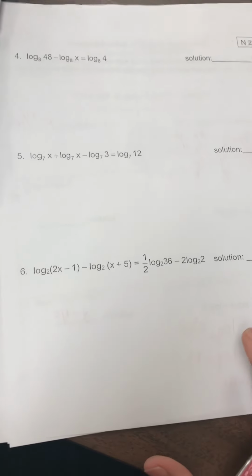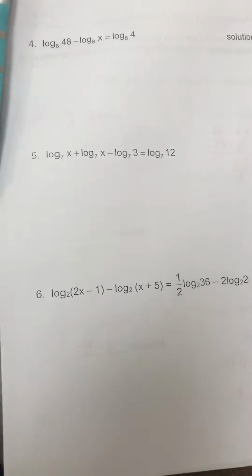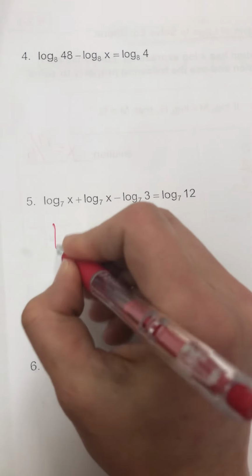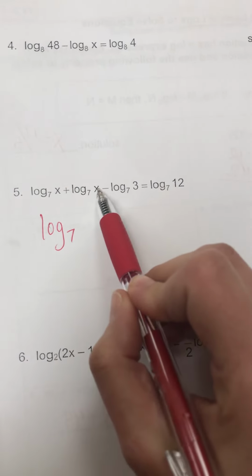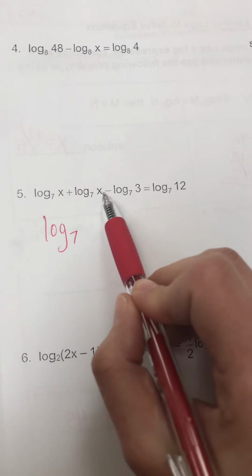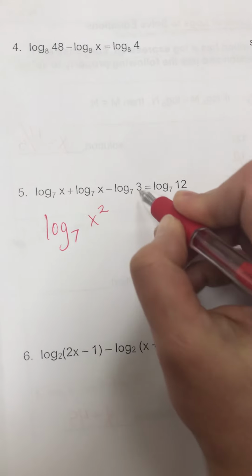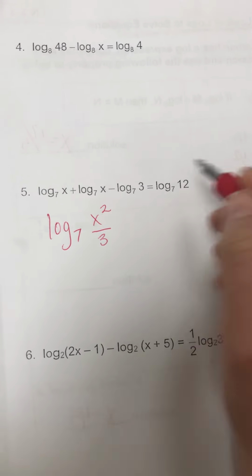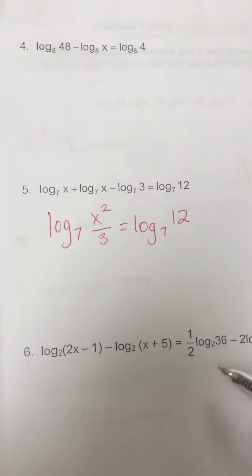All right, one more example, and then we'll look at some more examples tomorrow, but it doesn't get much harder than that. So first we have to condense over here. So you're going to have log base 7. You have x plus x is going to give you x times x, which is what? X squared minus 3 means divide by 3, right? Equals log base 7 of 12.